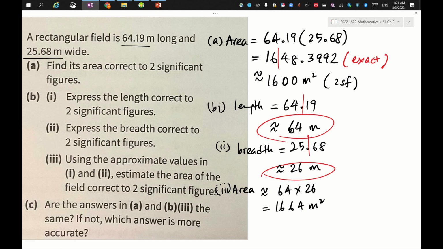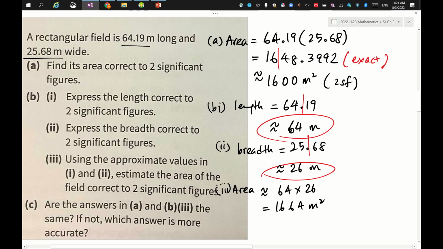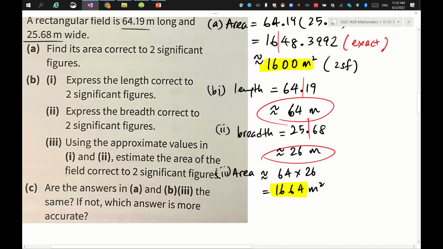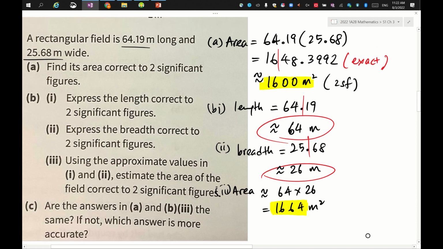Okay, so now they ask, we've got two values. In part A, we have the answer 1600, and then we have 1664 in part B, part 3. Are they the same? If not, which answer is more accurate? You know what, I would like to make an amendment to the part C question.